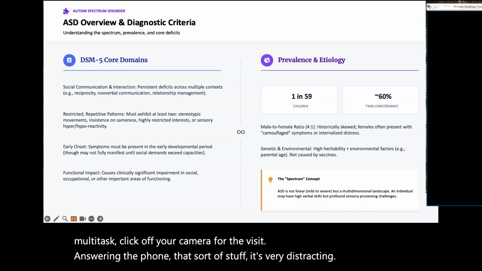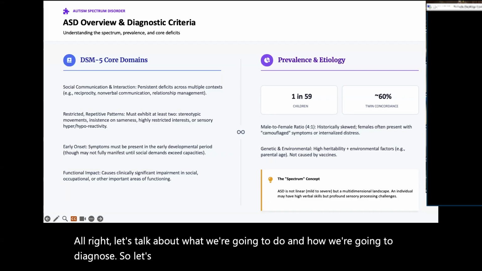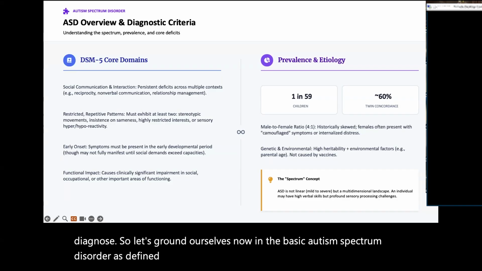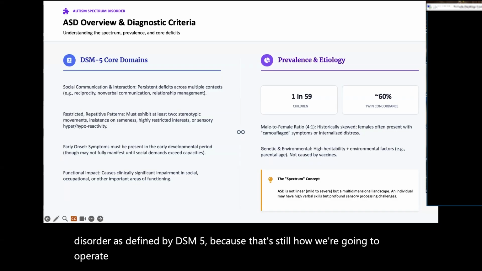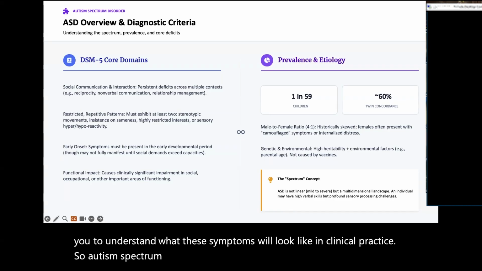All right, let's talk about what we're going to do and how we're going to diagnose. So let's ground ourselves now in the basic autism spectrum disorder as defined by DSM-5, because that's still how we're going to operate clinically. And it's expanded beyond the checklist because I want you to understand what these symptoms will look like in clinical practice. So autism spectrum disorder requires persistent deficits in social communication and interaction.